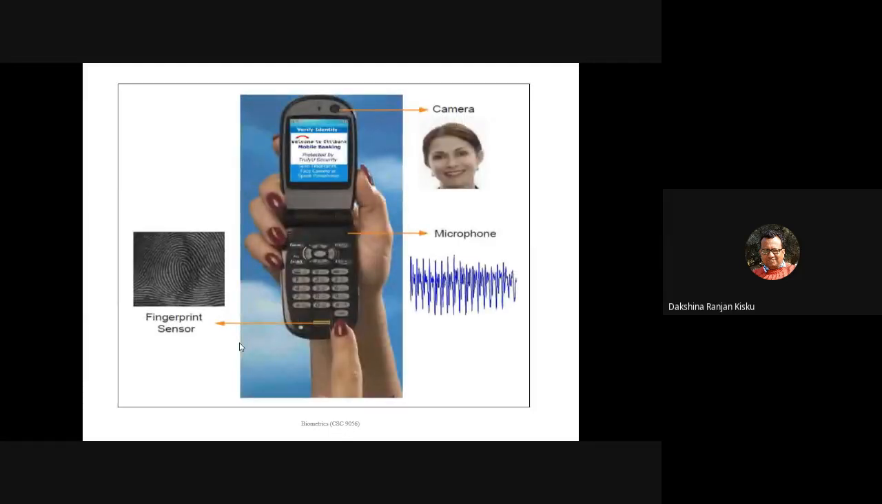Now here we can see an example with a fingerprint sensor, a microphone and a camera. These three sensors are available on a mobile phone, and they collect data. The fingerprint sensor collects the fingerprint, the microphone collects the voice, and the camera collects the face image. These three sources of information are obtained from three different biometric traits: face, voice and fingerprint. Now these three sources of information obtained from three different biometric systems are fused together.